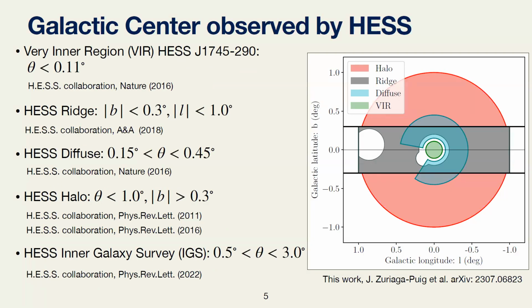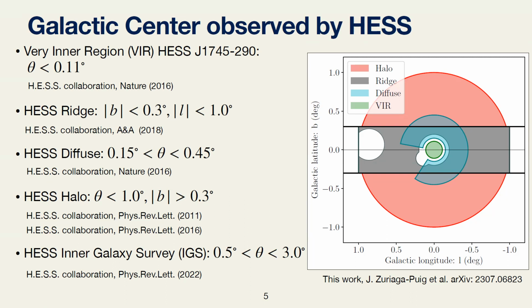So, the galactic center observed by H.E.S.S. This work is focused on 5 different regions, from 5 publications by the H.E.S.S. collaboration, and we call them the following. First we have the very near region, the VNR, which is the same region as before, this 0.11 degrees, corresponding to the green dot in the center of the picture.